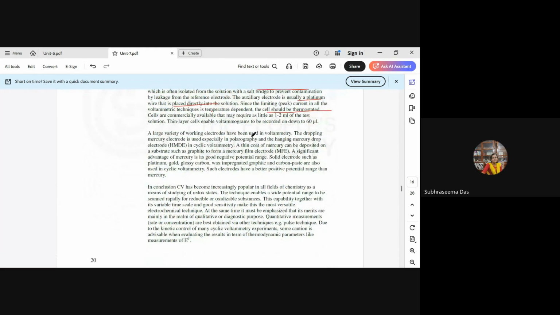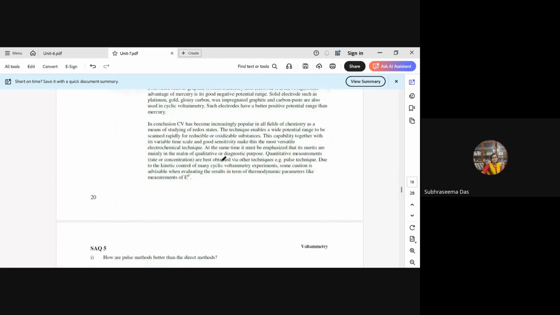A large variety of working electrodes have been used in voltammetry. The DME, that is the dropping mercury electrode, is used specially in polarography, and the HMDE, that is the hanging mercury drop electrode, is particularly used in cyclic voltammetry. A thin coat of mercury can be deposited on a substrate such as graphite to form a mercury film electrode. A significant advantage of mercury lies in its good negative potential range.